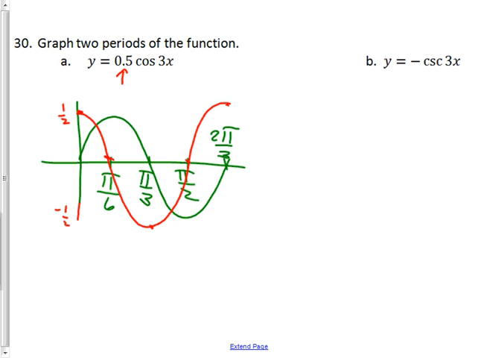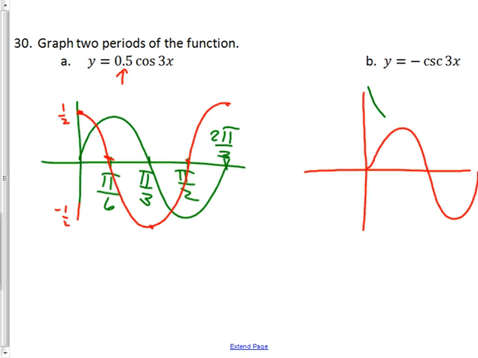Not the green line, the red line. Over here, cosecant. If I was ever asked to graph cosecant, I would graph something else first, sine. And once I graphed sine, then on top of its humps, I would find cosecant.